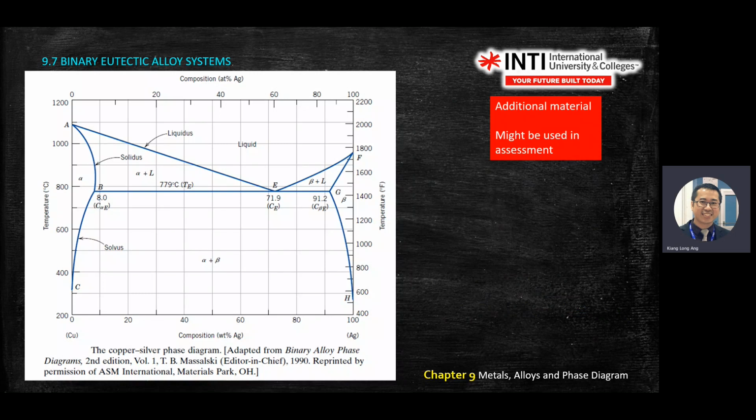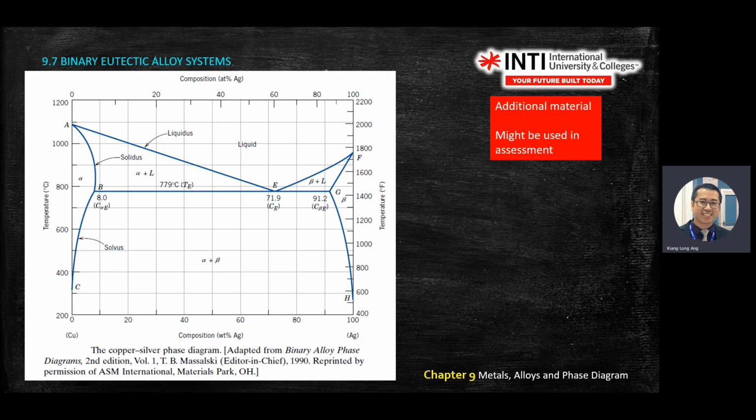Okay, so again, I highlight this one. It means that this graph you might see in your final exam. Additional material might be used for assessment, meaning Test 2 and the final exam. All right, similar thing. You look at the diagram, look at the temperature, and look at the composition. This is the composition of Ag, so you focus on Ag.